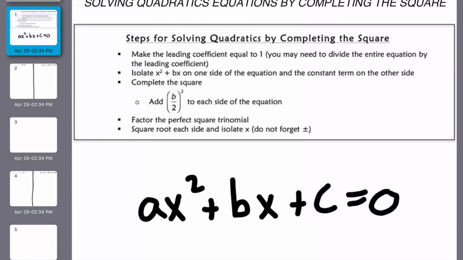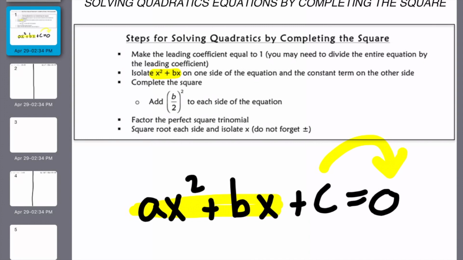So the first thing is that we need to make sure that our leading coefficient is equal to 1. If it's not equal to 1, then we might have to do some division or multiplying or something else like that, okay? I need to isolate my x squared plus bx, so this ax squared plus bx part on one side of the equation and the constant term on the other side of the equation. So I might need to add or subtract my constant, my c, over to the other side. And then I complete the square.